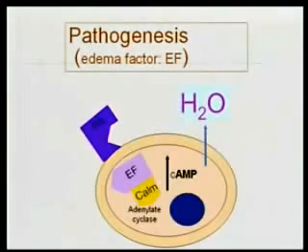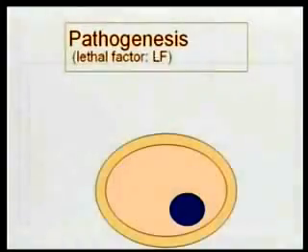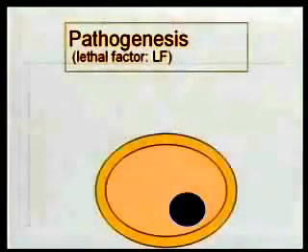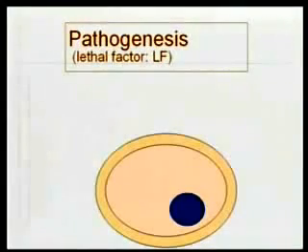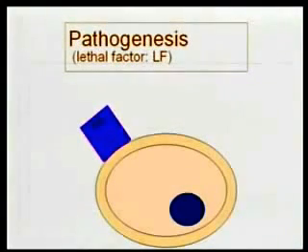Accumulation of cyclic AMP will lead to fluid, water extrusion from the cell and lead to edema. So that's the mechanism for edema and how edema factor works. The lethal factor is the other toxin, and that lethal factor is again dependent on a protein, protective antigen, the same protective antigen that was involved in edema factor's mode of action.